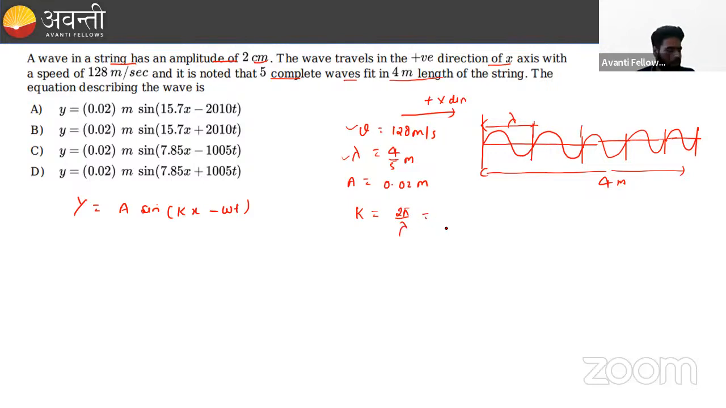If we put this value here, k will become 2 pi upon lambda, and lambda is 0.8. So the value of k will come 7.85 per meter. What is the value of omega? That is 2 pi f. And we can say that f, the frequency, is nothing but the velocity or speed of wave upon lambda. So in this manner, if we put the value, this will become 128.